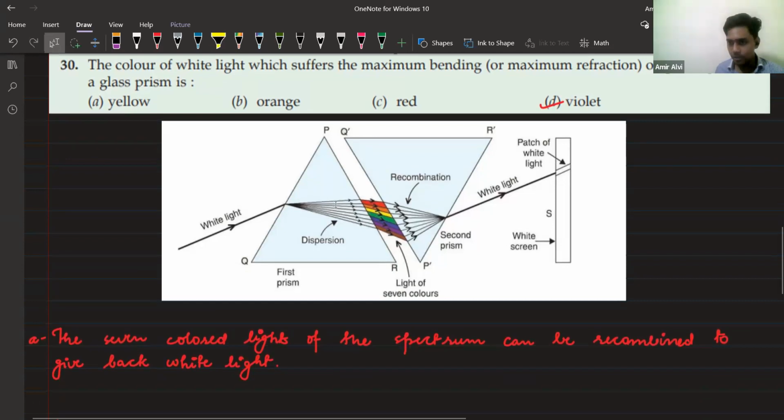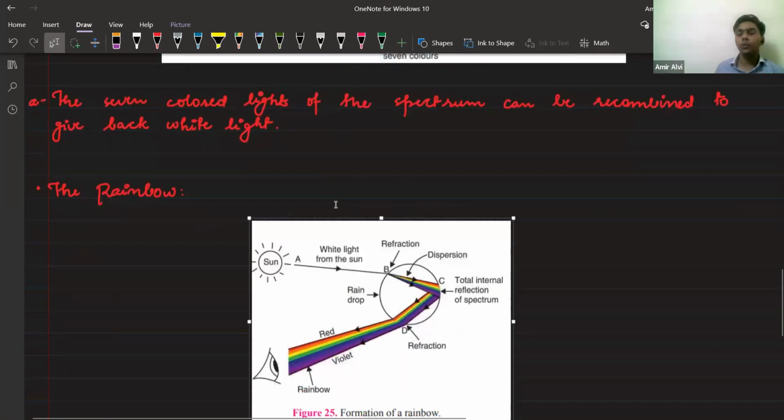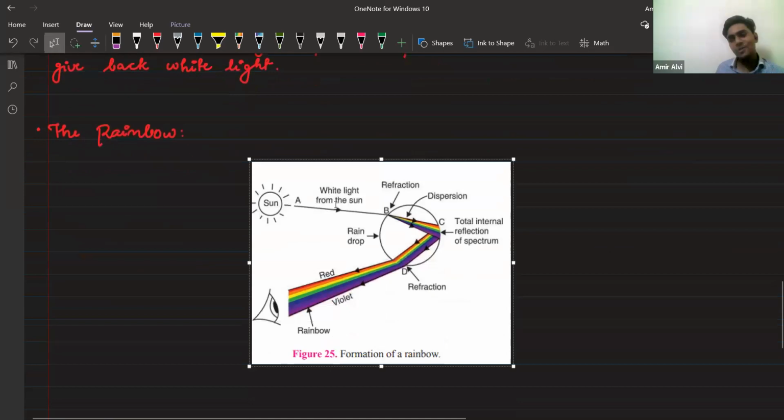Clear? The rainbow. But it can happen though, right? It can happen though. Yeah. Obviously, this is nature, so there is some certainty as well.